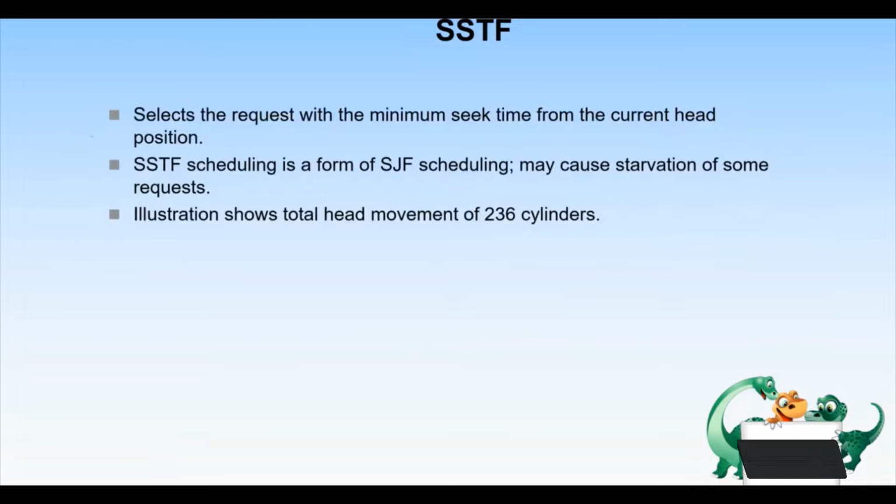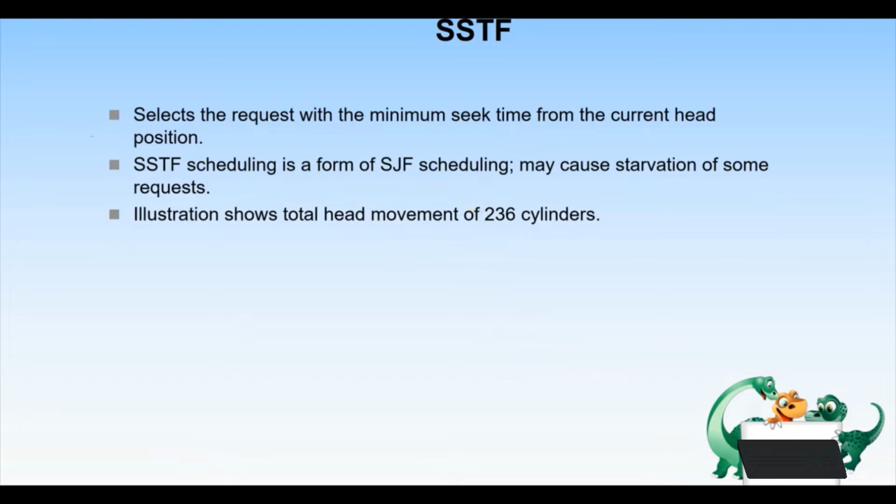Next disk scheduling is SSTF, or the shortest seek time first. SSTF scheduling is more efficient, but may lead to starvation if a constant stream of requests arrives for the same general area of the disk. SSTF reduces the total head movement to 236 here, down from 640 required for the same set of requests under first come, first serve.